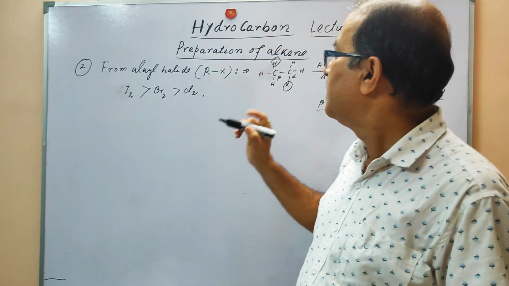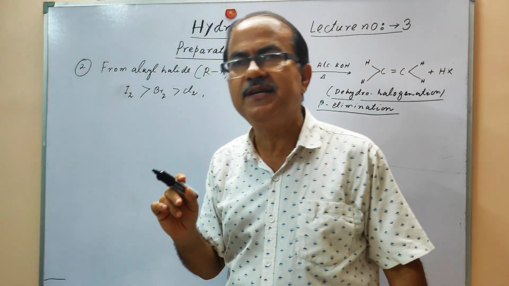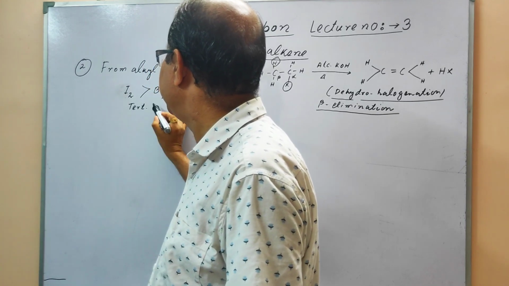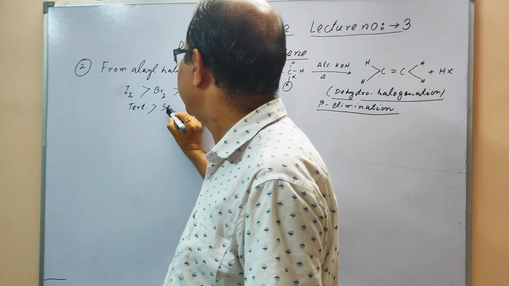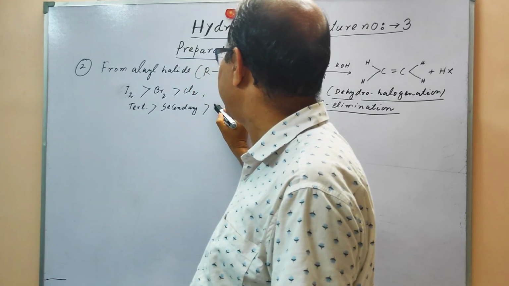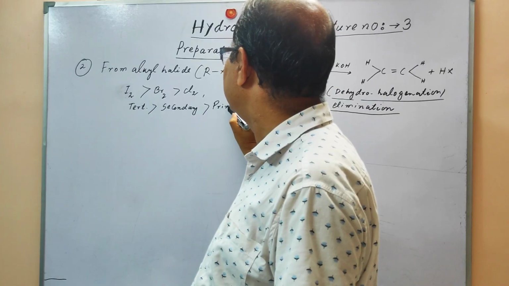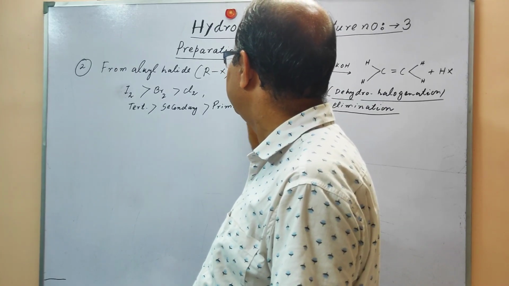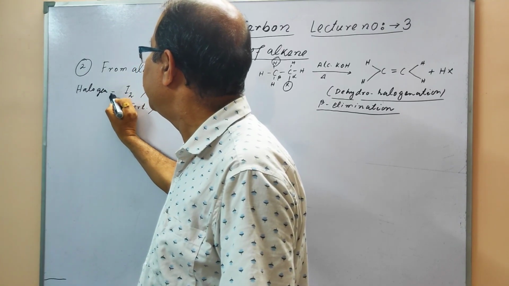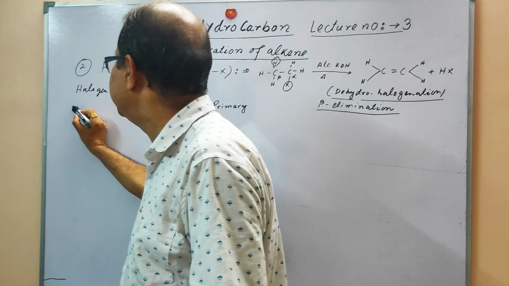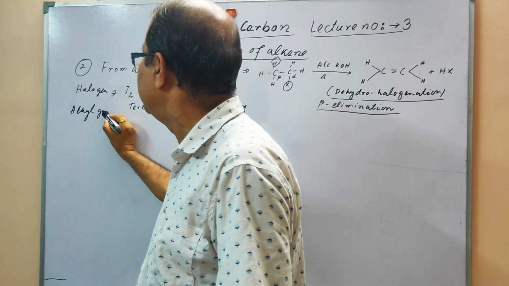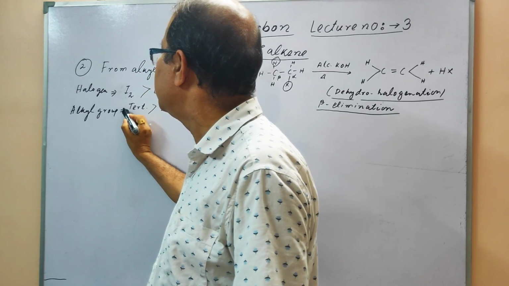And in case of the alkyl group present here, if it is a tertiary group, then the rate of reaction will be higher, followed by the secondary group, and this is followed by the primary alkyl group. So this is the halogen that can determine the rate of reaction, and here is the alkyl group. The rate of reaction will be like this.